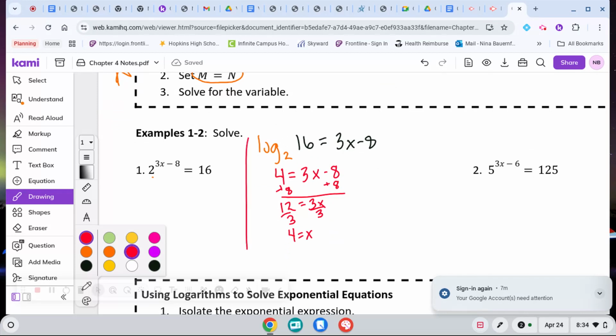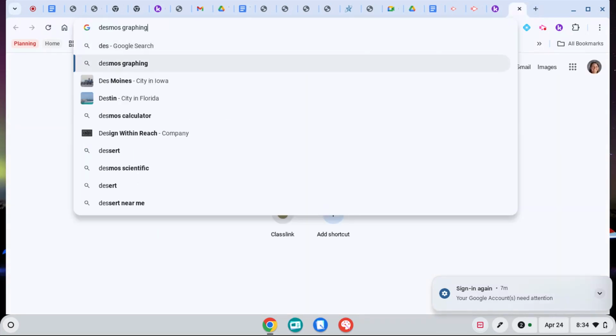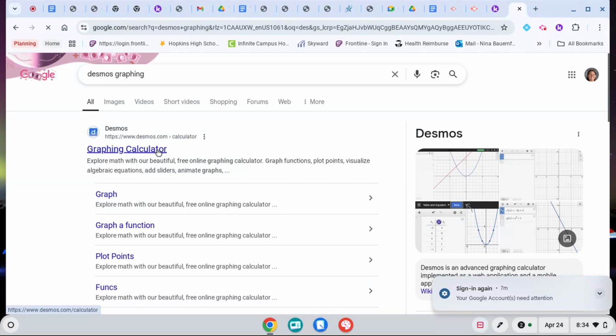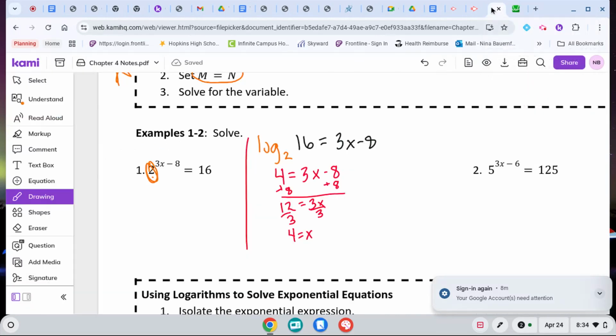Now, the other option, and this is the way that they're wanting us to practice in this lesson, is to make this have the same base. So my tip-off would be use this number, and then in a calculator, like Desmos, we can do 2 times 2 times 2 a bunch until we get 16. So here, we want to rewrite this as 2 to some power equals 2 to the power of 3x minus 8.